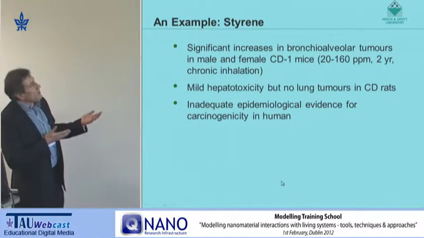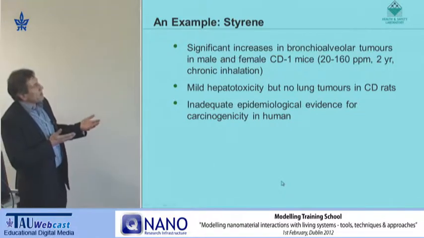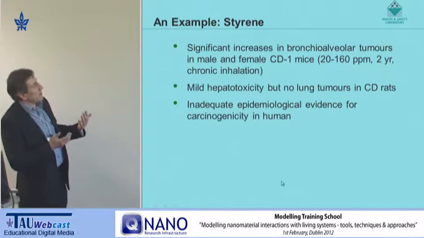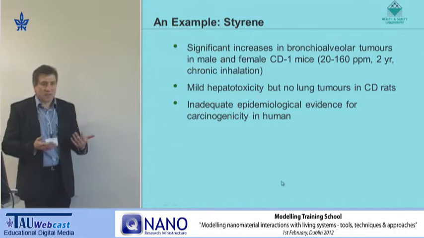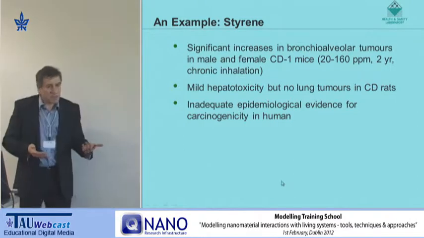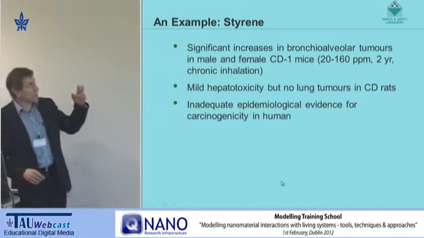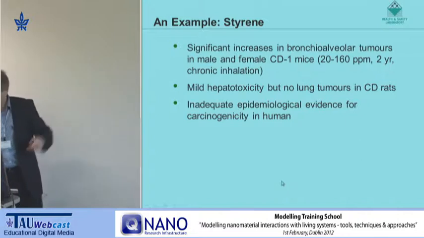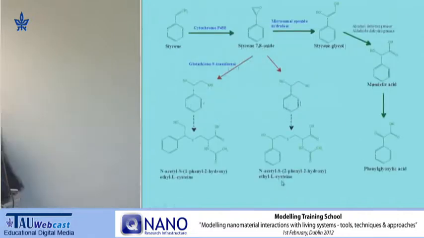So, they looked at the database and found tumours in the lung of that particular mouse, but they didn't find very much evidence of toxicity in humans and not much in other species. So the most critical and sensitive endpoint is bronchoalveolar tumours in the CD1 mouse.